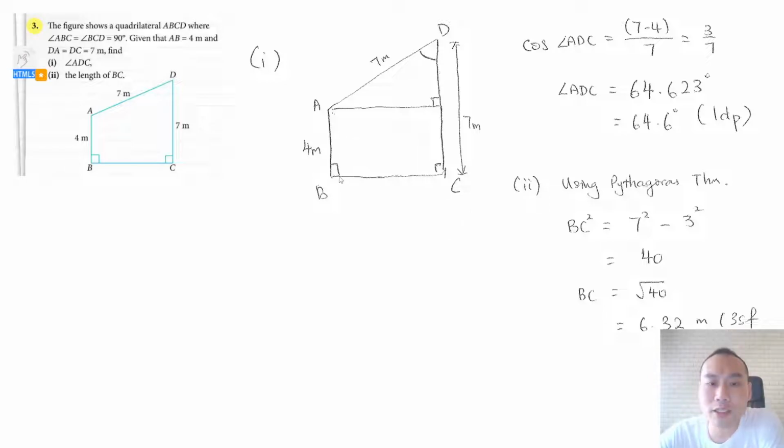Finally, to find the length of BC. The length of BC is the same length as this one over here. You look at my cursor, it is the opposite length of the right angle triangle on top. We can use Pythagoras theorem. So this length over here is the square root of 46.32, to 3 significant figures.